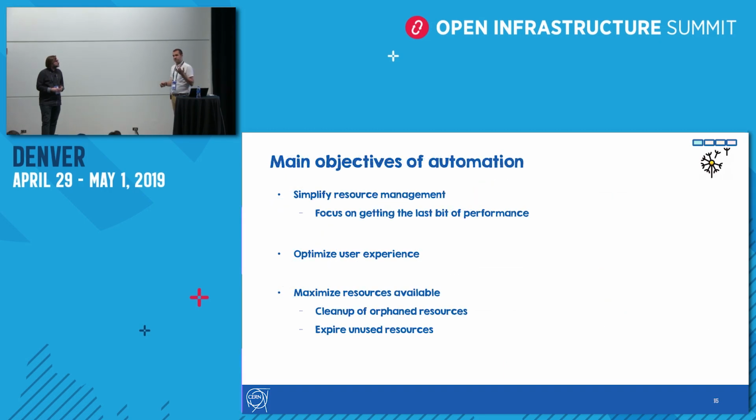The main objective of automation at CERN is that we don't need to care about what the automation does. What we need to care about is getting the most performance. So the cloud team focuses on getting the last bit of performance out of the CPU, of the VMs. And then Mistral will take all the heavy lifting to automate things behind the scenes, focusing on optimizing the user experience. For that, we are doing two things: cleaning orphan resources, and expiring unused resources.